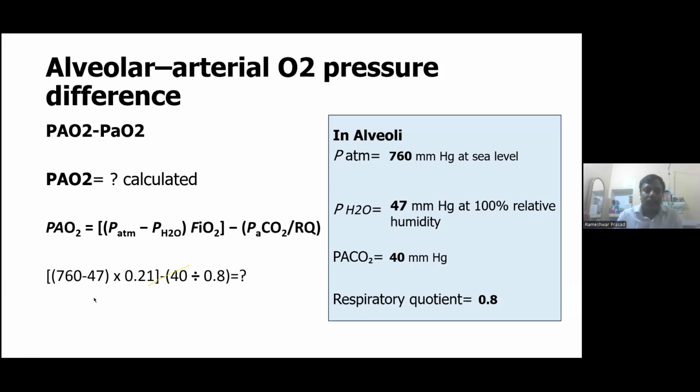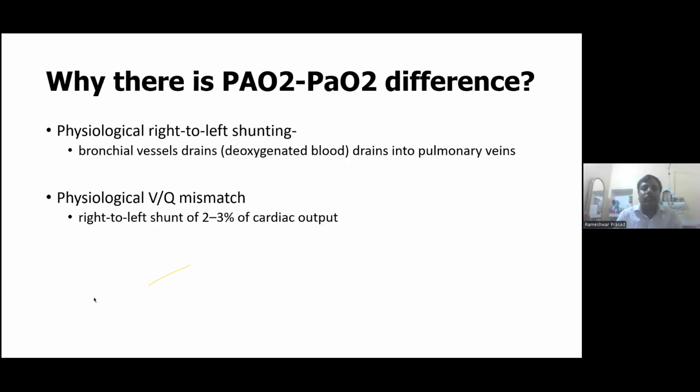It will come around 100 milliliter of mercury. You can calculate. So this is how you calculate alveolar arterial oxygen difference. Now the question is, and usually it is less than 20 milliliter mercury in newborns. In adults, it may be even less. Now, question is why there is alveolar arterial difference.